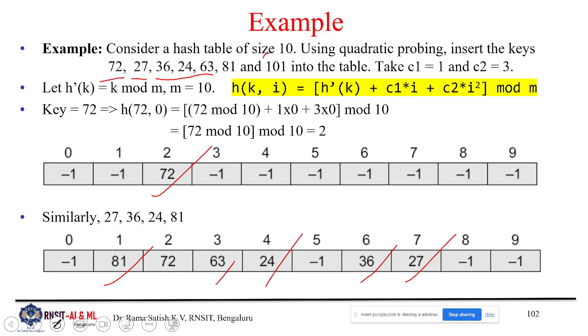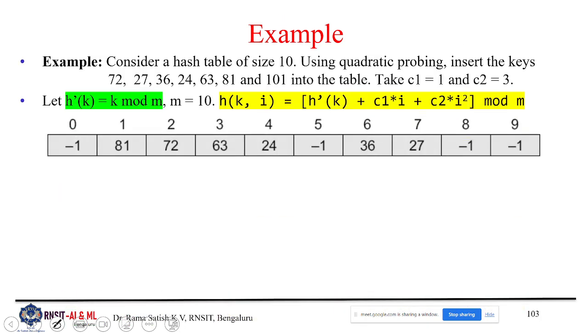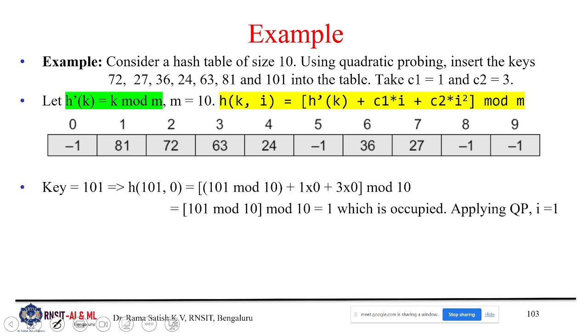Now we have 101. We will look into the next one. For that, we need to calculate. Remember, when we calculate for the first time, it is 101 modulus 10 plus 0, 0, 0. So what happens? 101 has remainder 1, so 1 modulus 10 is 1. So 1 is already occupied. There is a collision.